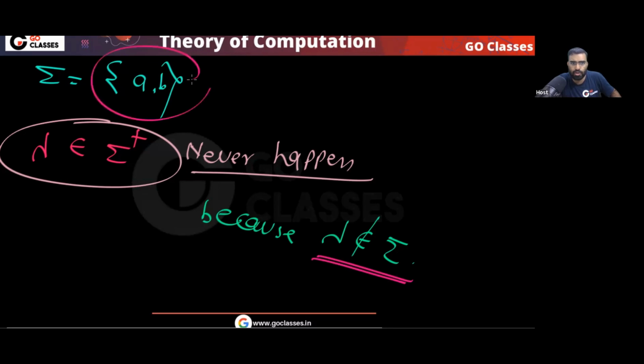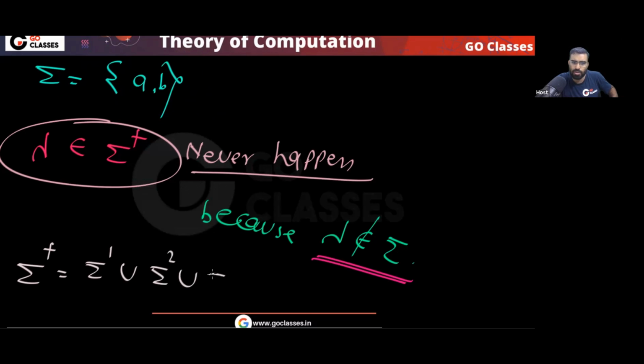In sigma, you don't have the empty string, so can you create the empty string? Sigma power 1, sigma power 2, sigma power 3 don't contain the empty string. Because what is sigma plus? Sigma plus means sigma power 1 union sigma power 2 union sigma power 3, and so on.